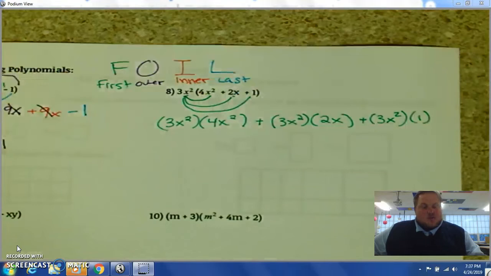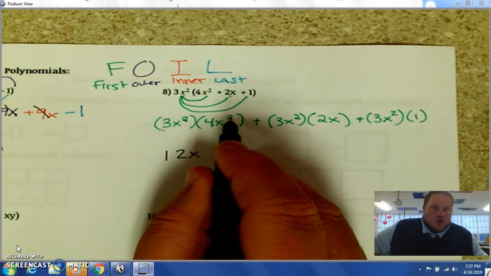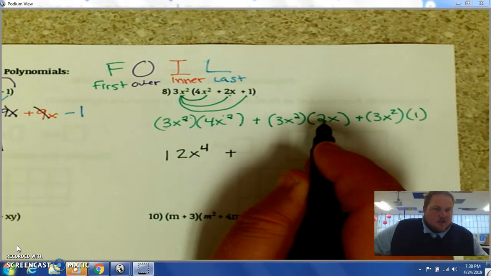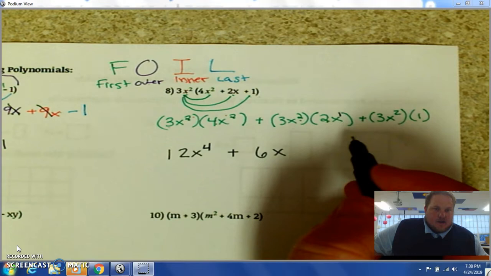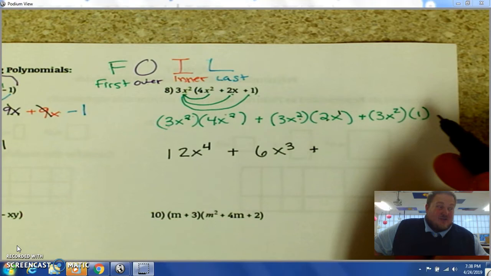3 times 4 is 12 of your x. Remember, when you multiply exponents, you're adding them. So 2 plus 2 is 4. Plus 3 times 2 is 6. You have your x. And we're multiplying 2 plus, there's a 1 there, so that's 3. Plus 3x squared times 1 is 3x squared.